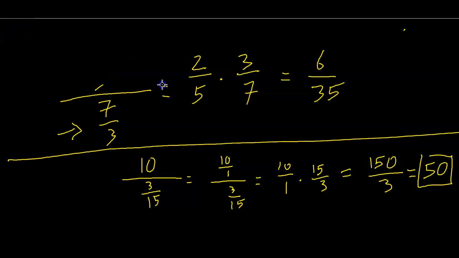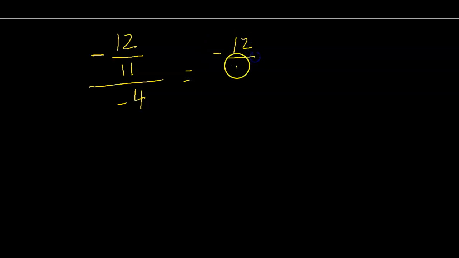Let's take a look at one more example for good measure. What if we had something like negative 12 over 11, and let's say that were divided by negative 4? Well, our numerator is written explicitly as a fraction, right? Our denominator is not written explicitly as a fraction, but we can write it out as a fraction, right? Negative 4 can just be written as negative 4 over 1, right? This will make it easier to work with.